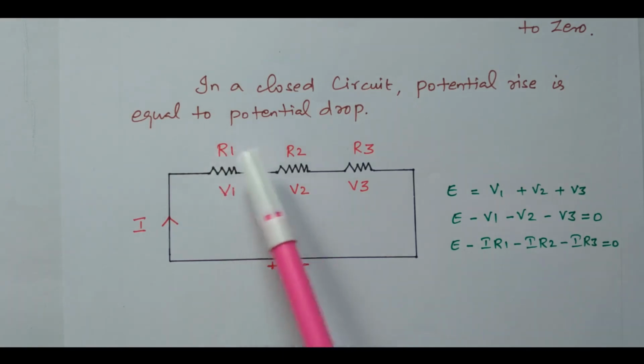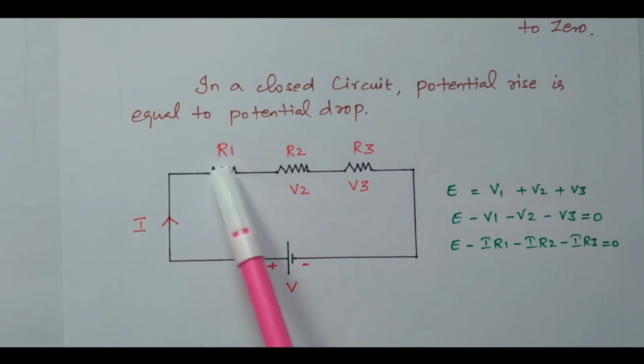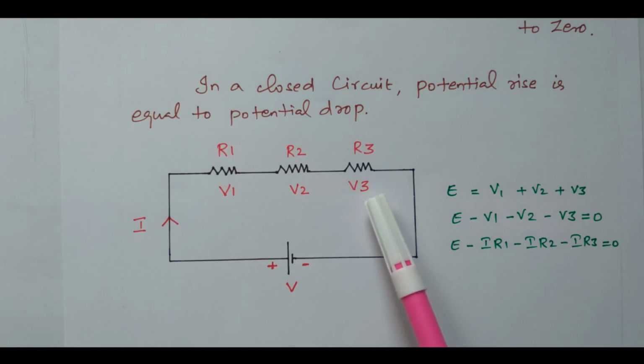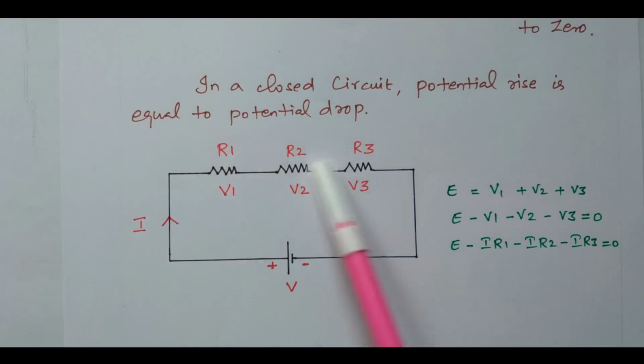Right? So we have three resistors connected in series, energized by the voltage source. The current flowing through the circuit is I, the total current. The same current is flowing through all three resistors. V1 is the voltage drop across R1, V2 is the voltage drop across R2, V3 is the voltage drop across R3. According to Kirchhoff's voltage law, what is the statement? In a closed path, the voltage around the closed path is 0. Otherwise, potential rise equals potential drop. What is potential rise? What is potential drop?